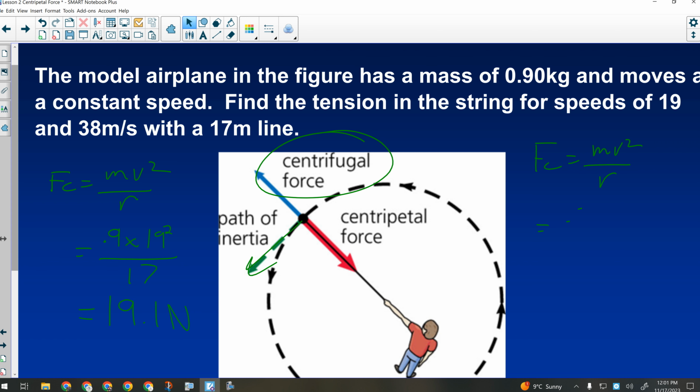now it's 0.9 kilograms times 38 squared over 17. How many times more force am I going to need? 4.